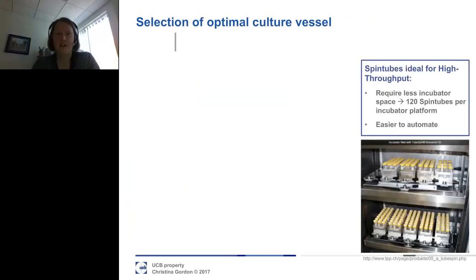So now looking at the selection of an optimal culture vessel, we felt the Ambr 15 is an automated system, but it isn't high throughput enough for us, and the 10 milliliter scale is not quite sufficient. So we were looking at something around 30 to 50 mil scale, and we screened the market to find an optimal culture vessel. We found that spin tubes are ideal for this high throughput approach because they require less incubator space, and they're also easier to automate because there are already devices on the market that can handle these types of tubes.